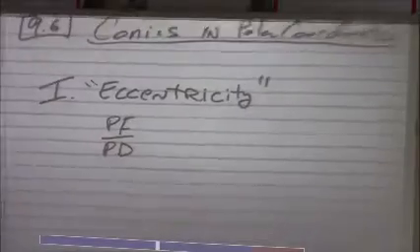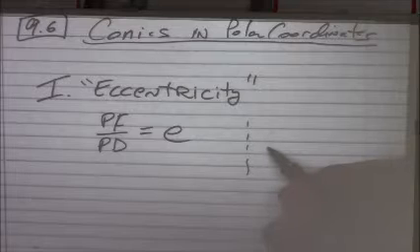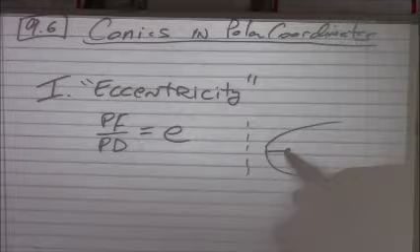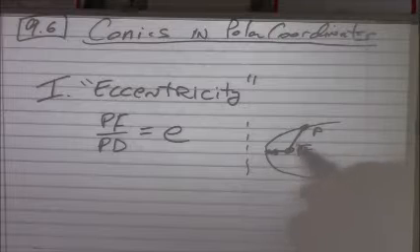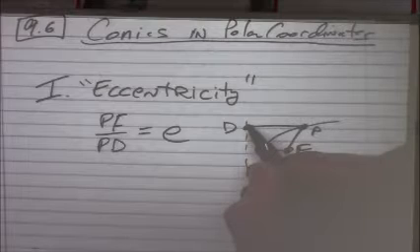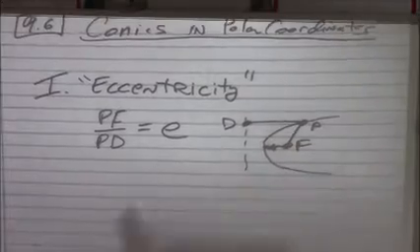So what I'm going to do is just write down that eccentricity is PF divided by PD. That's equal to E. Let's do a little quick one. I do the focus point, and I want to do a point to here. The whole thing is the directrix, but whichever point that we get to, we'll call D. So PF over PD equals E.